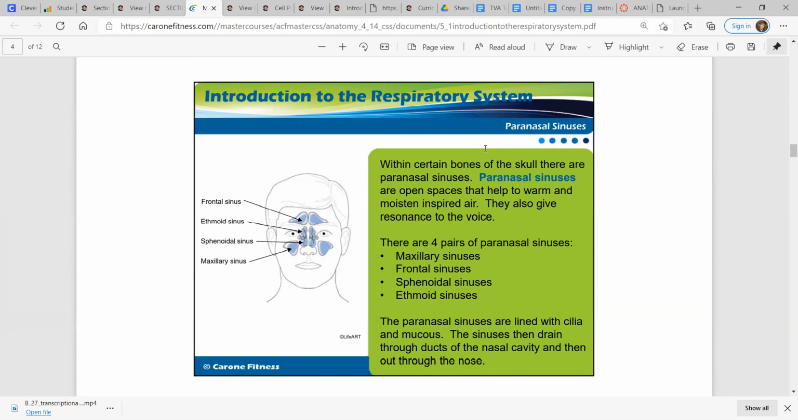Within certain bones of the skull, there are paranasal sinuses. Paranasal sinuses are open spaces that help warm and moisten inspired air. So inspired air is air that you are taking in. And these sinuses also give resonance to the voice. There are 4 pairs of paranasal sinuses: maxillary sinuses, frontal sinuses, sphenoidal sinuses, and ethmoid sinuses.